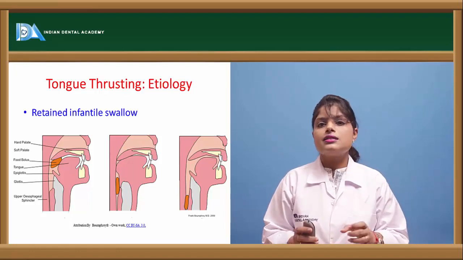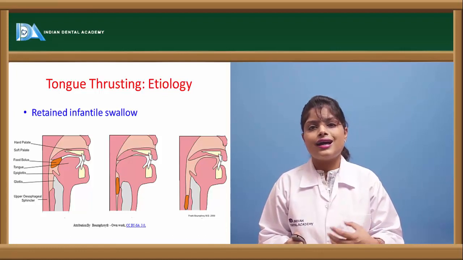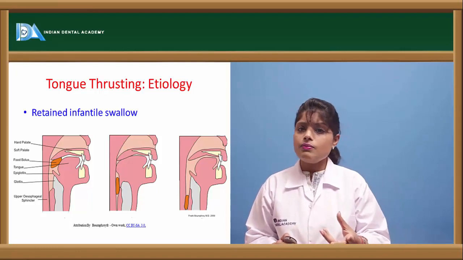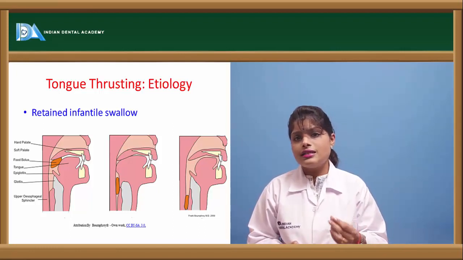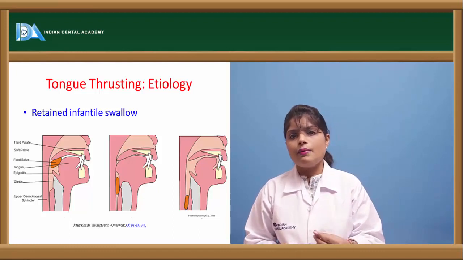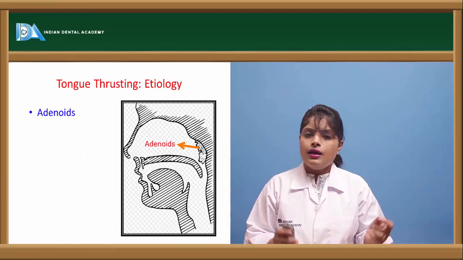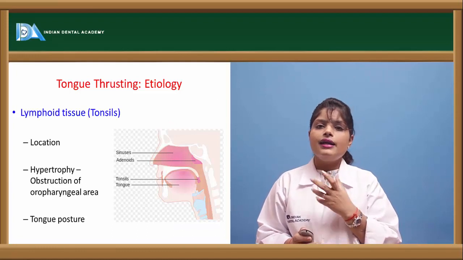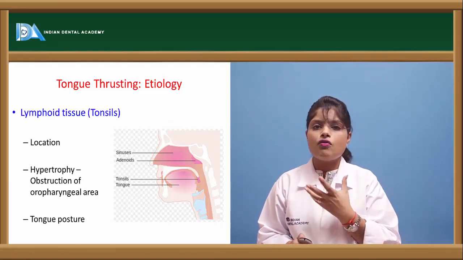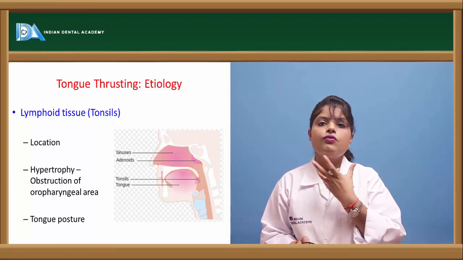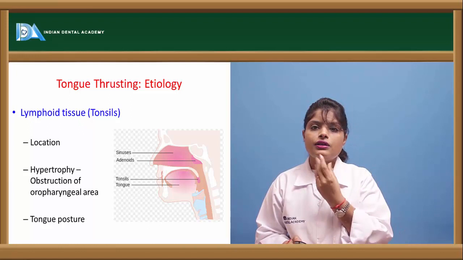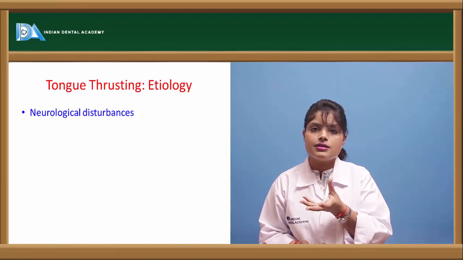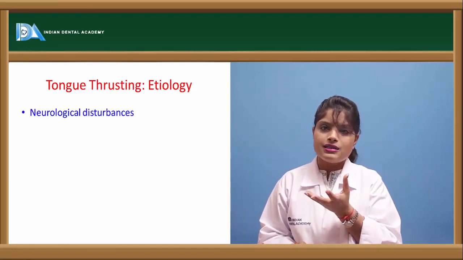Now, what is the basic etiology of tongue thrusting? The basic etiology is the retained infantile swallow or the retained suckling urge. As I have already told, suckling is the placement of the tongue between the teeth. So, if this swallow pattern is retained, the child will follow the habit of tongue thrusting. It may be due to enlarged adenoids which are present in the tonsillar area, or the enlarged or hypertrophic lymphoidal tissue, which will lead to forward placement of the tongue and forcing of the tongue between the teeth. It may also be due to neurological disturbances like hyposensitive palate, etc.